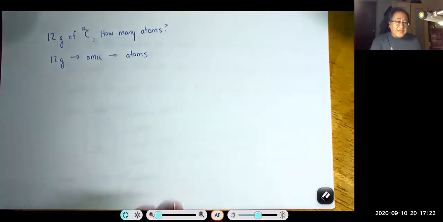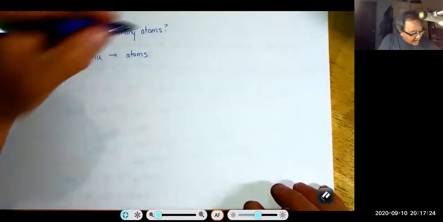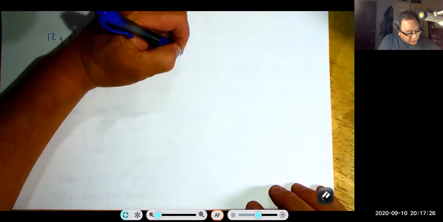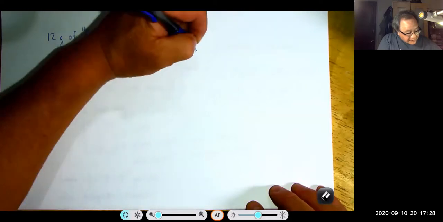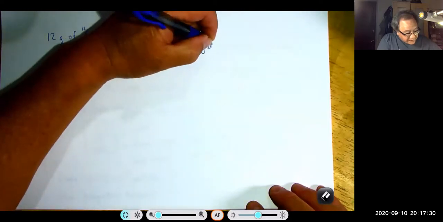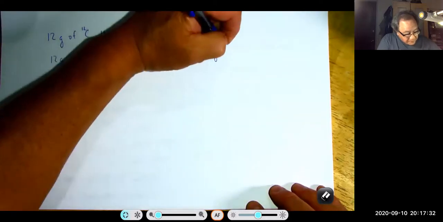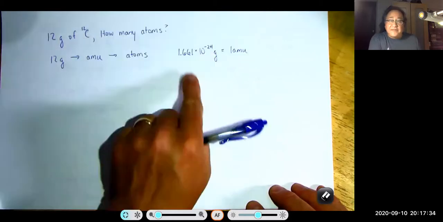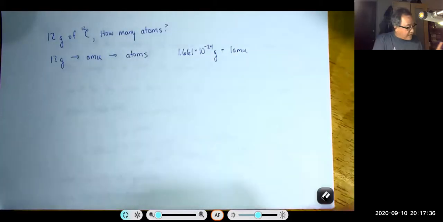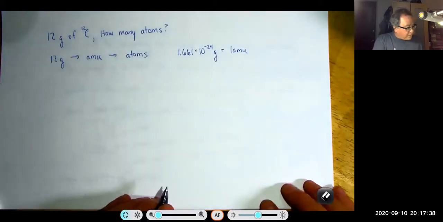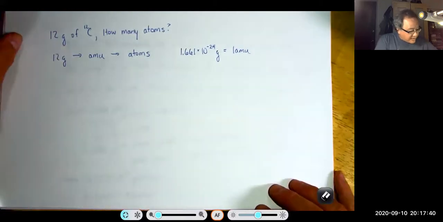So here's what I need to know. I need to know that 1.661 times 10 to the minus 24 grams is equal to 1 AMU. That's good to 4 sig figs. It's not exact.